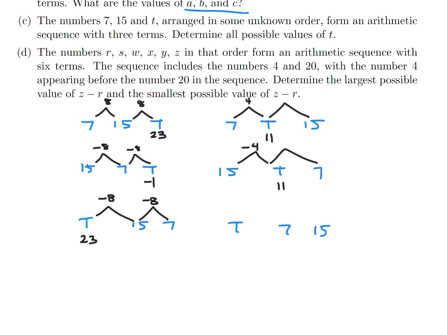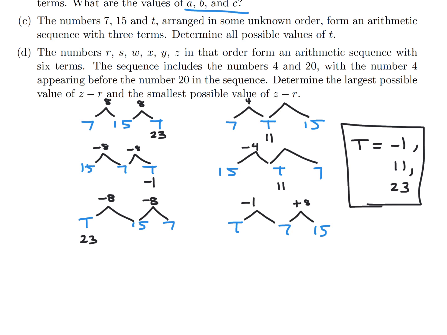And then this one is plus 8. So this one would be plus 8. So we have to start at minus 1. So the possible values for t, I believe we got minus 1, 11, and 23. So just 3 values for t.